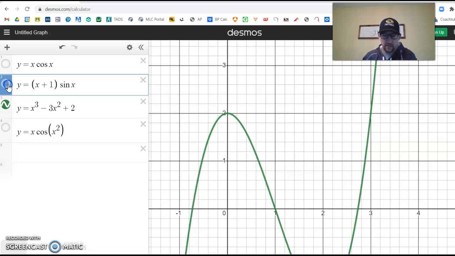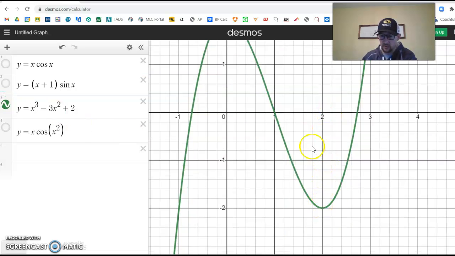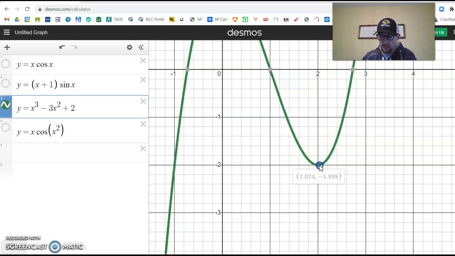Third curve, x cubed minus 3x squared plus 2. What's going on at 2? Well, here it looks like at 2, I have the bottom of a valley. I have a relative minimum at that point. You click on it, it says (2, -2). So if I have a relative minimum like this, this means that the slope is 0.